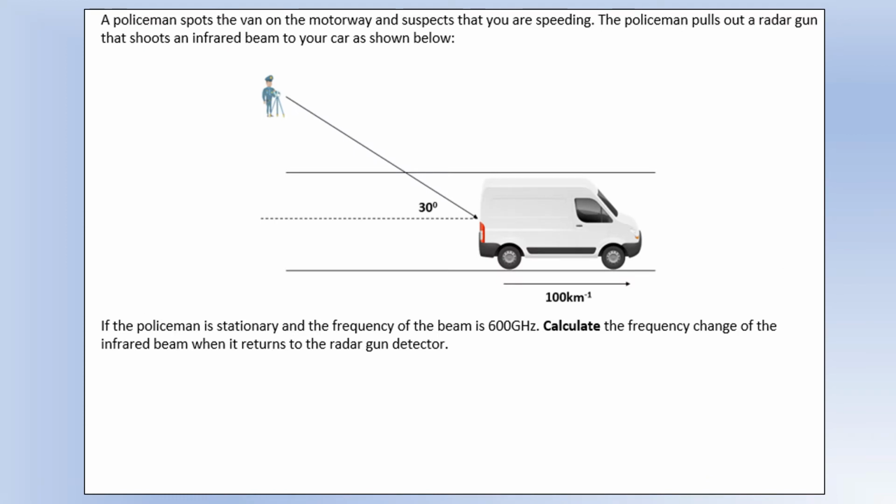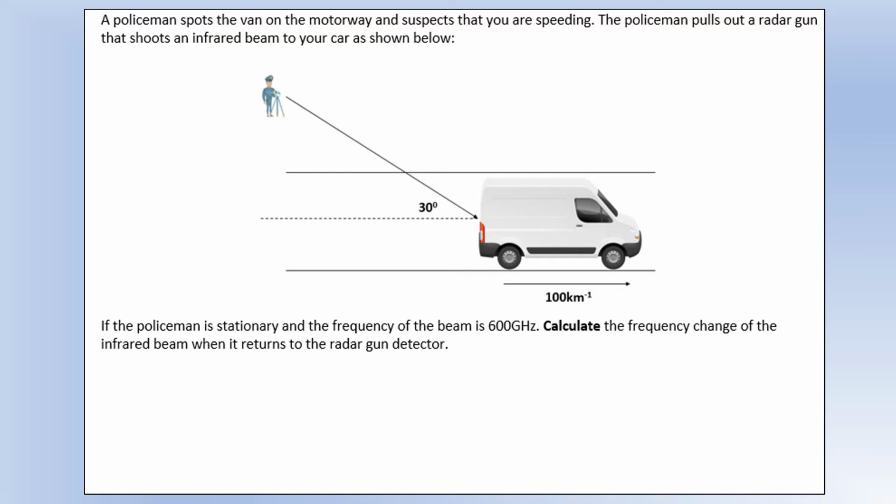Okay, so we're now on the getaway, and a policeman spots the van and suspects it is speeding, and they pull out a radar gun, which is kind of like a speed camera, and it shoots an infrared beam to the car, as we can see. If the policeman is stationary and the frequency of the beam is 600 gigahertz, which is in the infrared spectrum, so that makes sense, calculate the frequency change of the infrared beam when it returns to the radar gun detector.